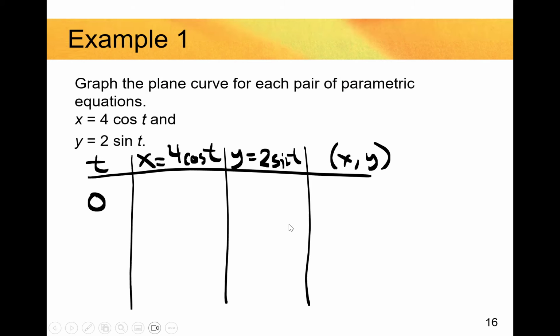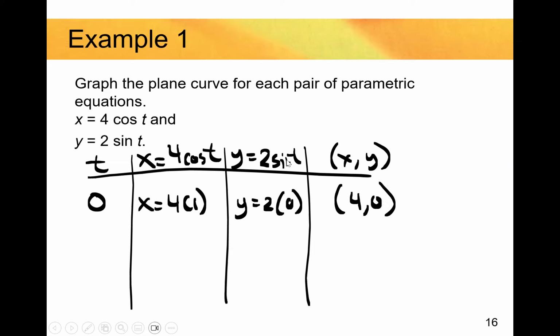So if I plug in t equal to 0, the question is this: if I plug in 0 into t over here, what is 4 cosine of 0? 4, perfect, because cosine of 0 is 1 and that becomes a 4. Then if I plug in 0 here, what's 2 sine of 0? It's 0, because sine of 0 is 0. So I begin at the coordinate (4, 0). Are we good?